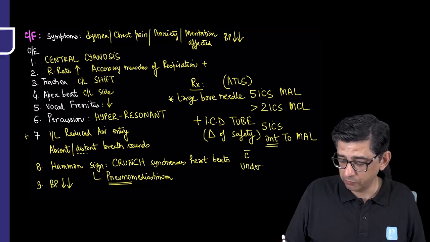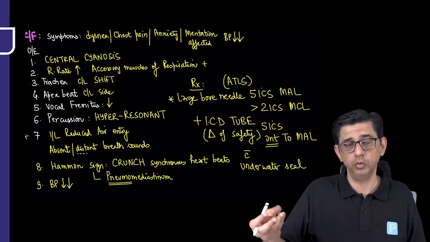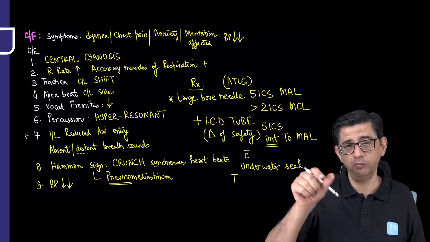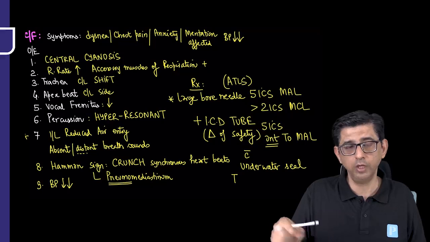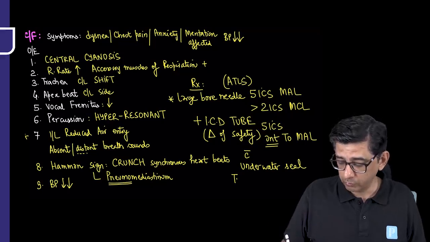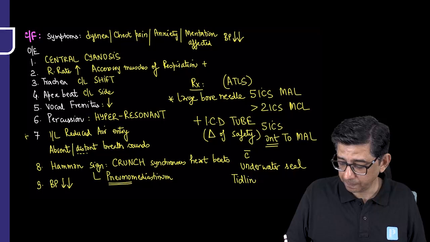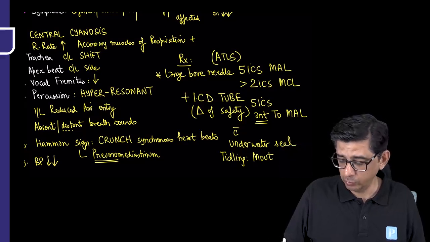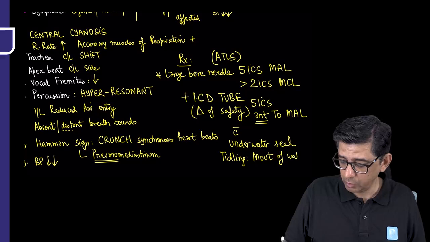This underwater seal will prevent the atmospheric air from going into the chest of this patient, and in this underwater seal, you will notice that there would be a water column present. That water column will keep on moving. That movement of the water column is called tidaling. I repeat that again. This is itself a one-liner question. What is tidaling? Tidaling simply means that there is a movement of the water column to and fro.